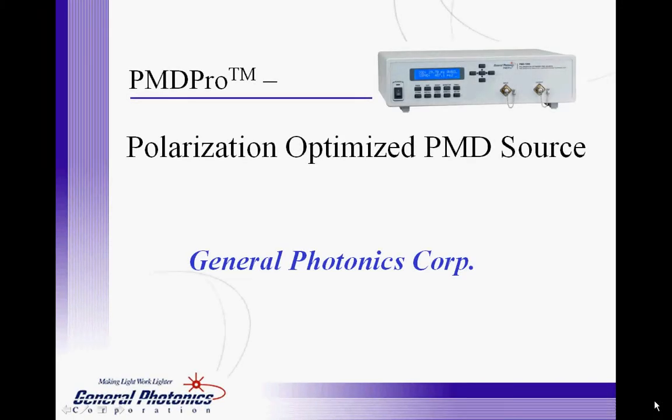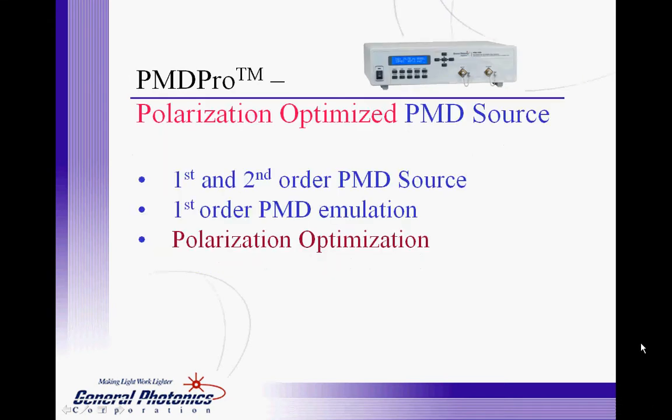Welcome to this demonstration of General Photonics Polarization Optimized PMD source, PMDPro. The PMDPro is a breakthrough PMD source that can deterministically generate precise first-order PMD up to 180 picoseconds, and second-order PMD up to 8100 picoseconds squared.